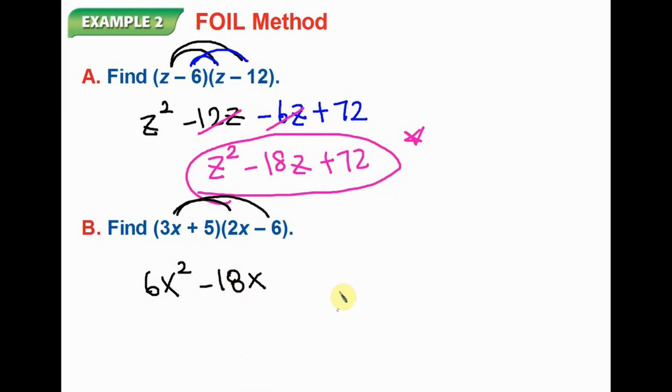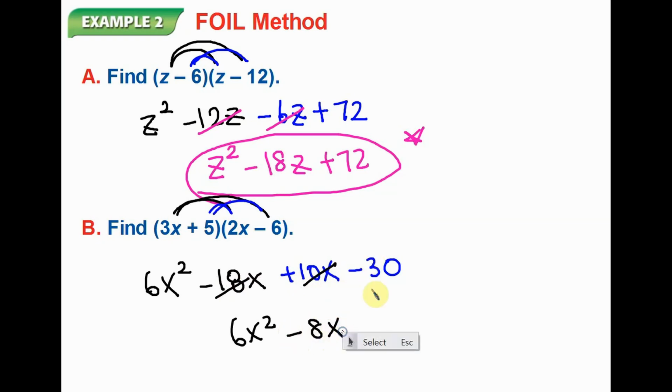Now you just have to distribute one more time. So 5 times 2x, you will get 10x. 5 times negative 6, we'll get negative 30. Combining the like terms, you will get 6x squared. Negative 18x plus 10x becomes negative 8x. And then you just have the negative 30.